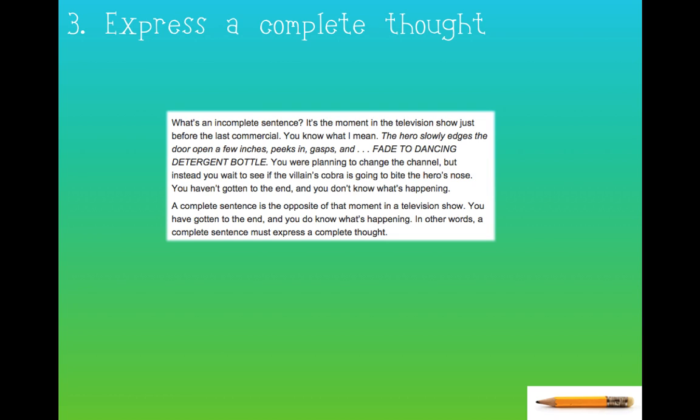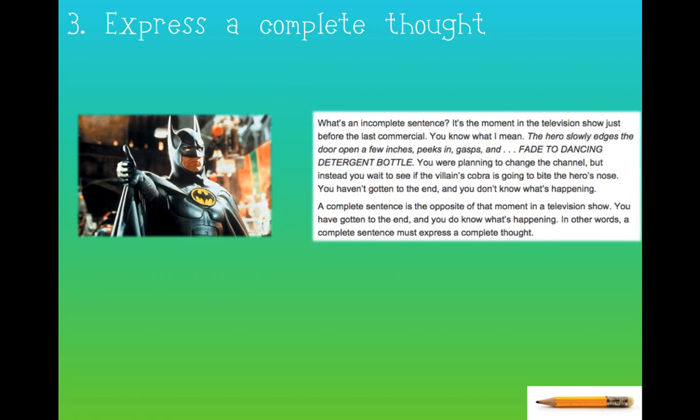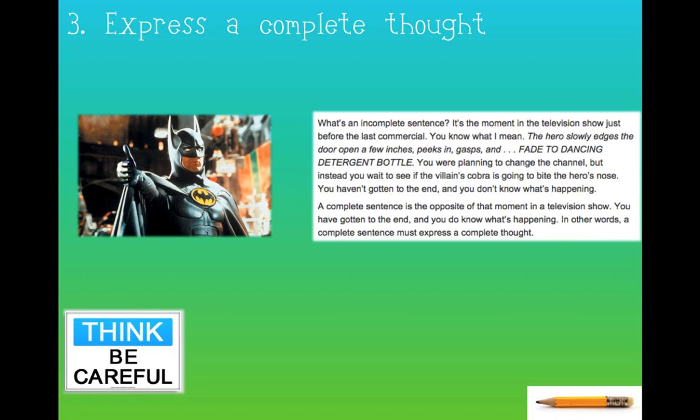It's not complete. A complete sentence, then, is the opposite of that moment in a television show. You have gotten to the end and you do know what's happening. In other words, a complete sentence must express a complete thought. So with incomplete sentences, you don't know everything. It leaves you with unanswerable questions. Complete sentences express that complete thought. It seems pretty self-explanatory. It seems pretty easy, but there can be times when it tricks you.